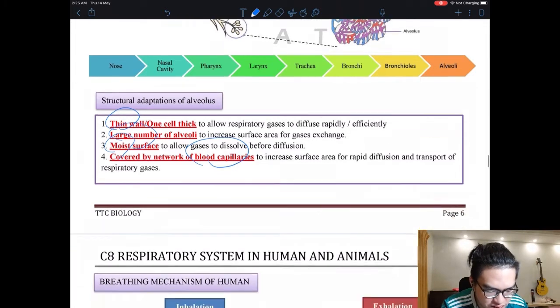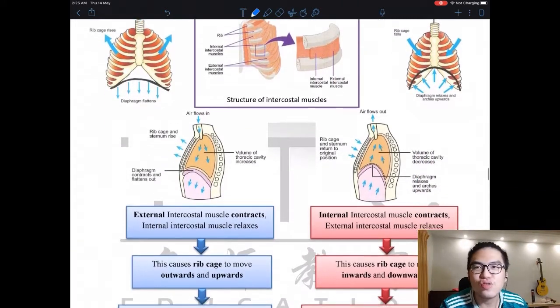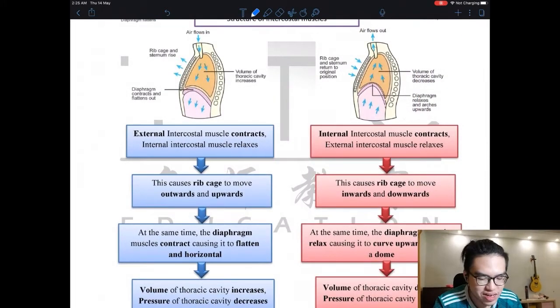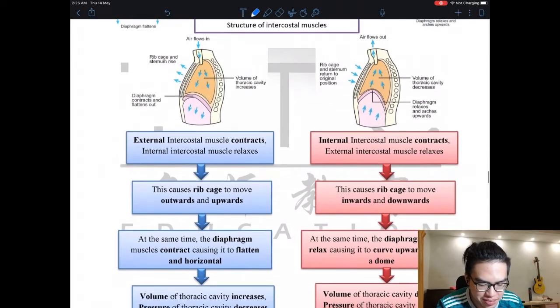So, breathing mechanism. You have already learned this. So, here's the thing.